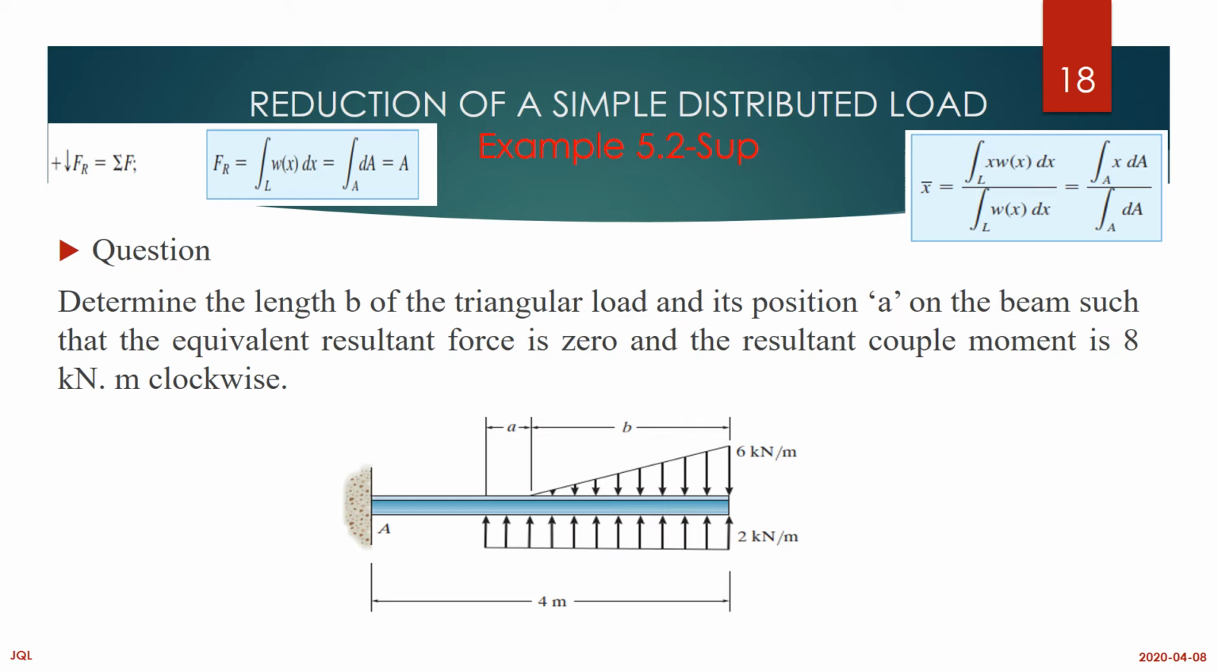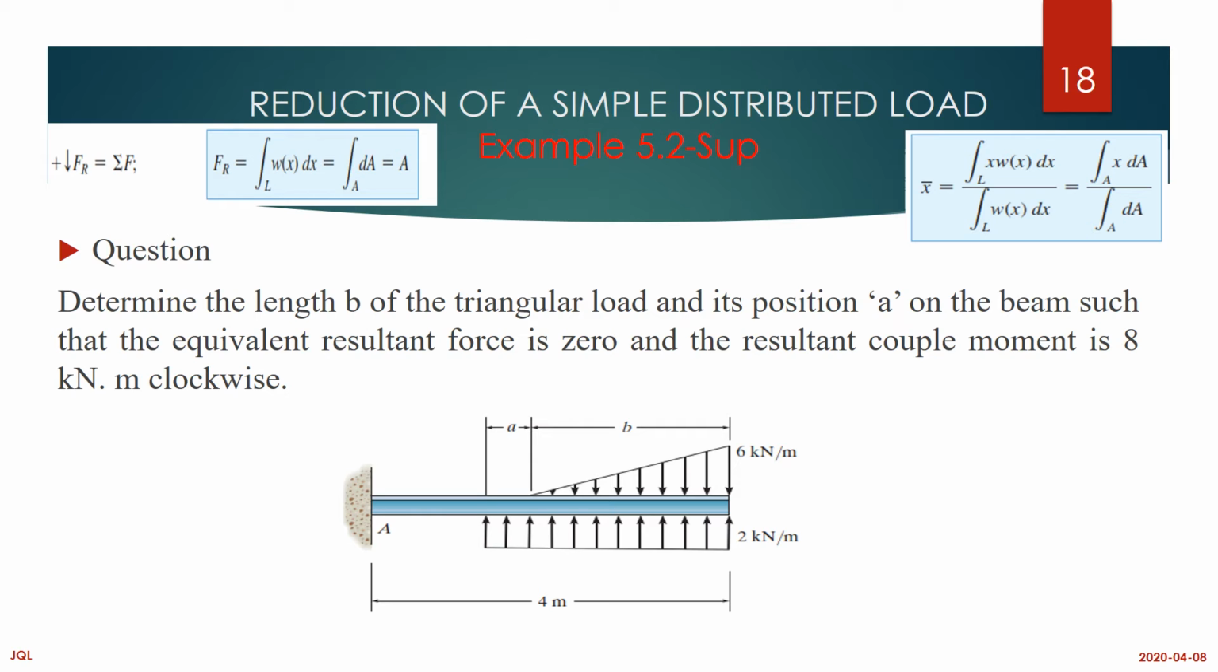Another example: determine the length B of the triangular load and its position A on the beam such that the equivalent resultant force is 0 and the resultant couple moment is 8 kN/meter clockwise. We all know that we agreed the clockwise moment is negative unless otherwise. When you want to say it's positive, make it positive and be consistent.